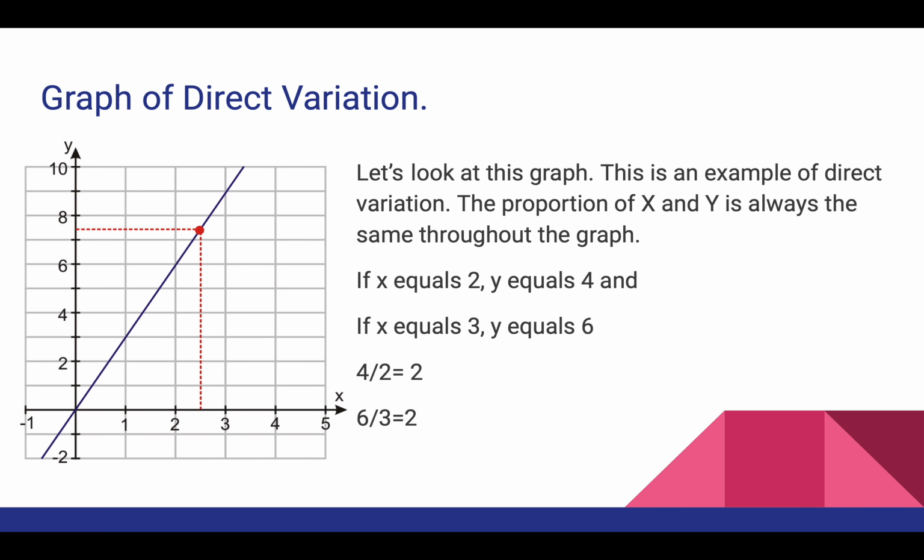Graph of direct variation. This is a graph of direct variation. The proportion of x and y is always the same throughout the graph. If x equals 2, y equals 4, and if x equals 3, y equals 6. We can also find the constant by dividing y by x, which equals 2.